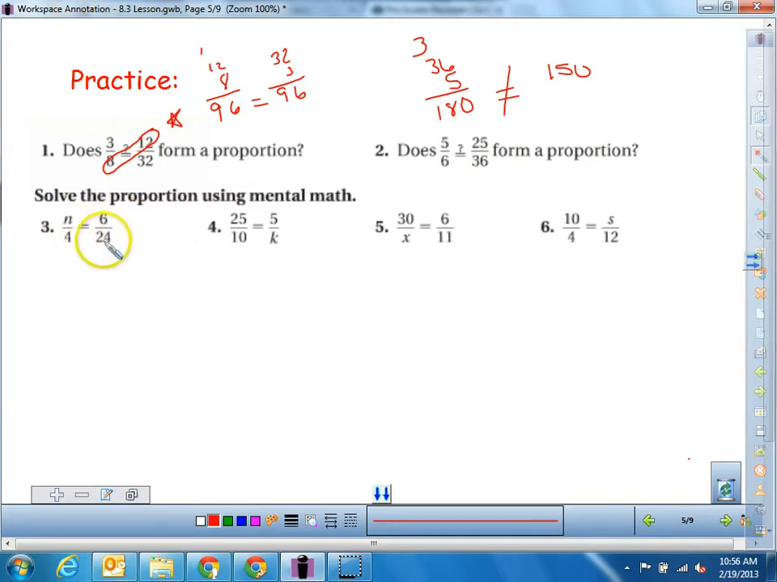4 times what gave us 24? That should have been times 6. So what number times 6 equals 6? N should equal 1. 1 times 6 equals 6, right? Over here, how do we get from 25 to 5? 25 divided by what equals 5? If your division skills aren't that great, go the other way. How do you get from 5 to 25? 5 times 5 equals 25. So what number times 5 equals 10? K would equal 2. We're going to keep moving on to keep things rolling.